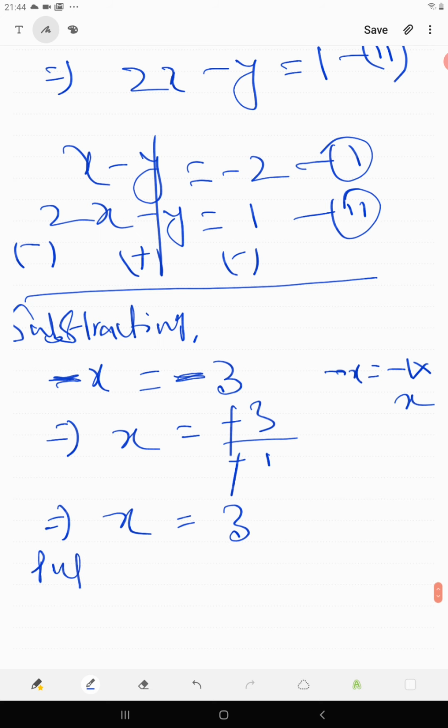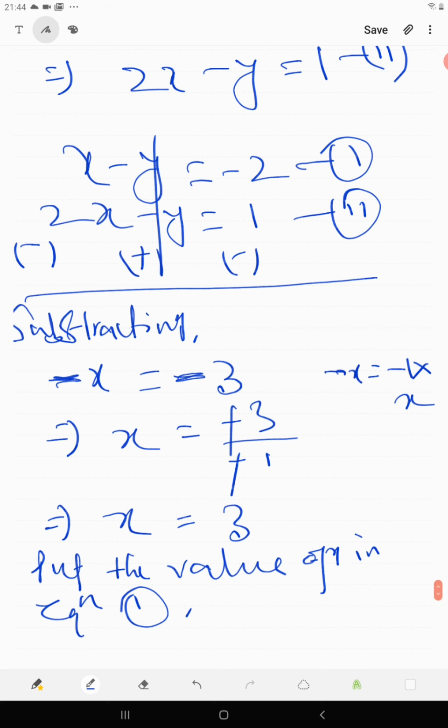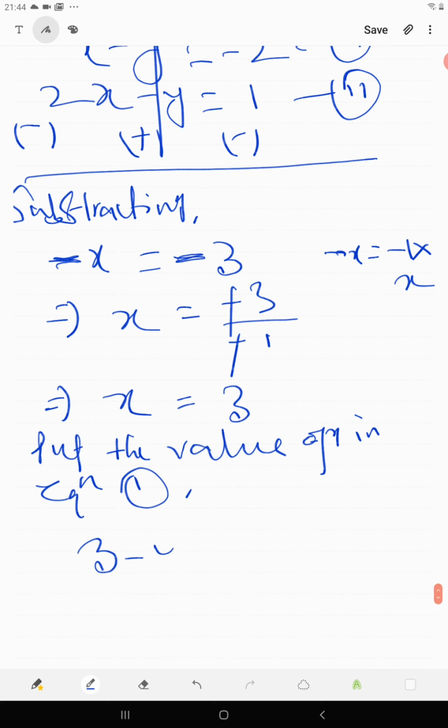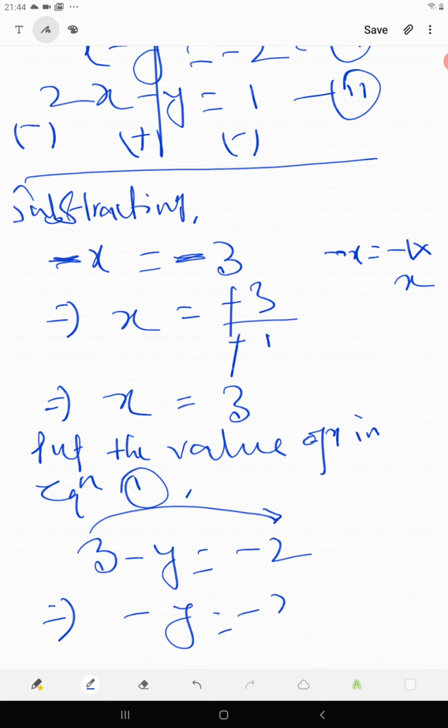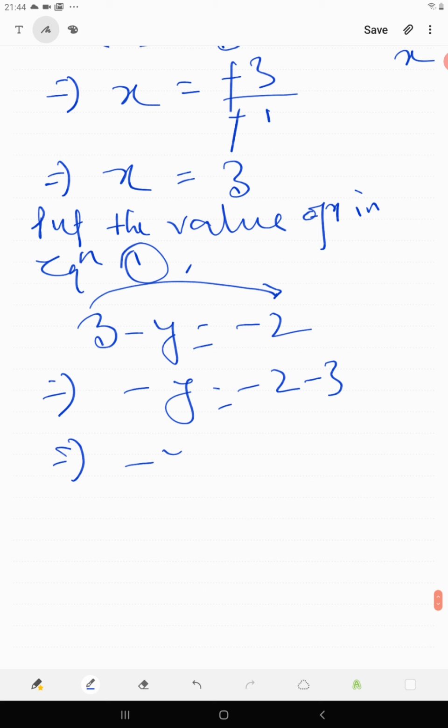Now put the value of x in equation 1. In equation 1, what will we get? 3 minus y equals minus 2. Similarly, we will take 3 towards the right. 3 is positive on the left, so it will become negative on the right: minus 2 minus 3. So minus y equals minus 5. Again, this is nothing but minus 1 into y equals minus 5.